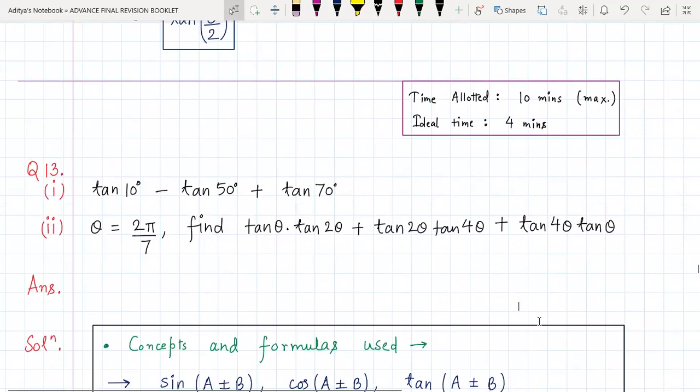Today we are discussing question number 13 from the chapter of trigonometry. The first part of the question says that we have to evaluate the value of tan of 10 degree minus tan of 50 degree plus tan of 70 degree.